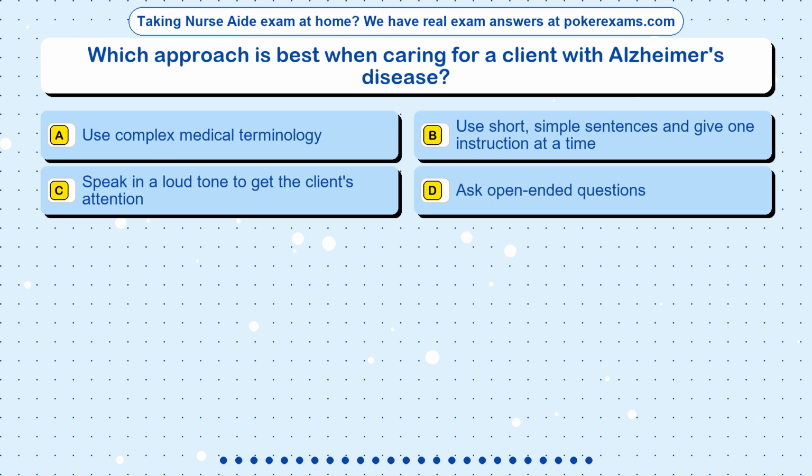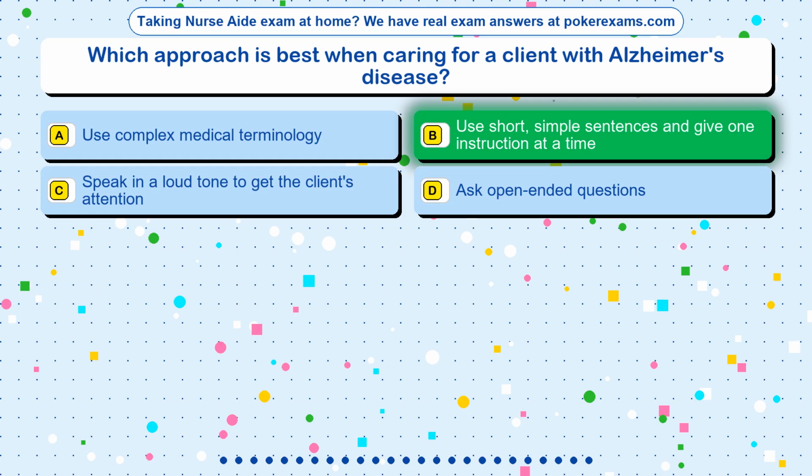Question 2. Which approach is best when caring for a client with Alzheimer's disease? Option A, use complex medical terminology. Option B, use short, simple sentences and give one instruction at a time. Option C, speak in a loud tone to get the client's attention. Option D, ask open-ended questions.